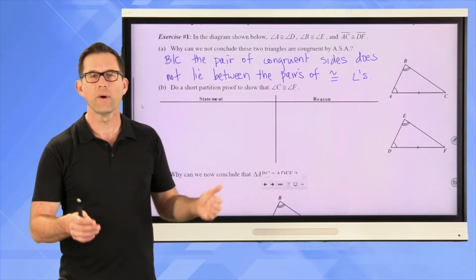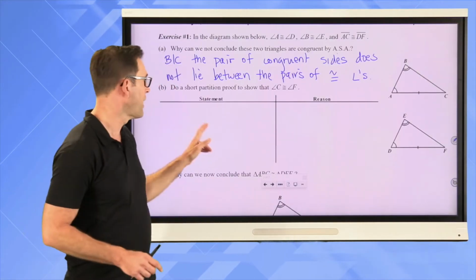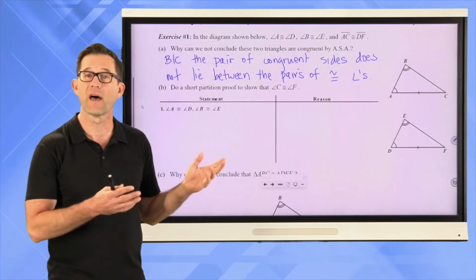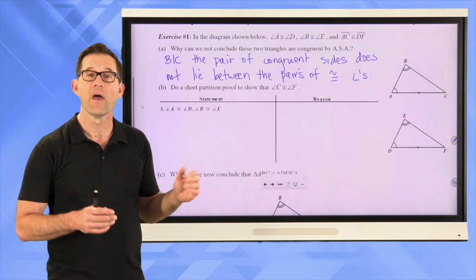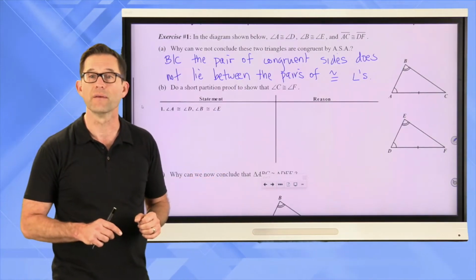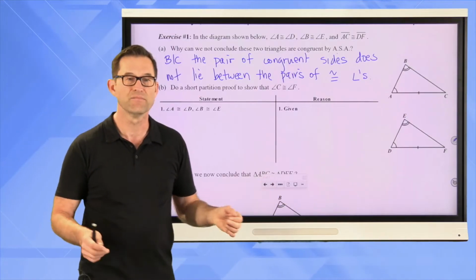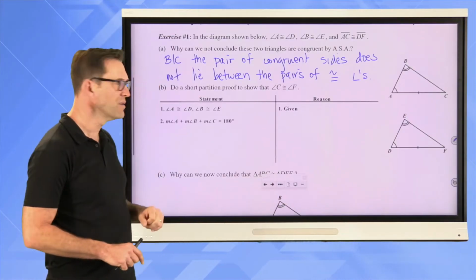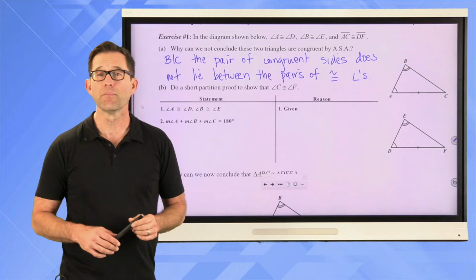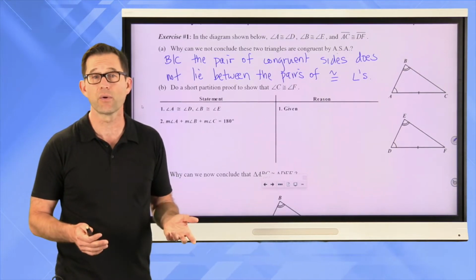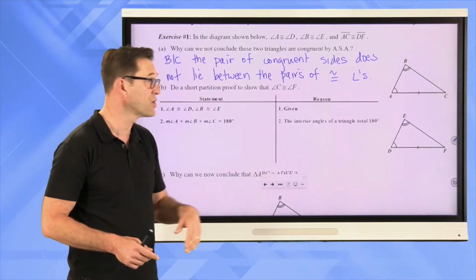All right, so what's the first thing I might say about these triangles? Well, first, maybe I just write down my givens. Angle A is congruent to angle D, and angle B is congruent to angle E. All right, so that's simple enough, and that's just my given. All right, so I can also say that the measure of angle A plus the measure of angle B plus the measure of angle C is equal to 180 degrees, right? We've proved that already, so we can use it.